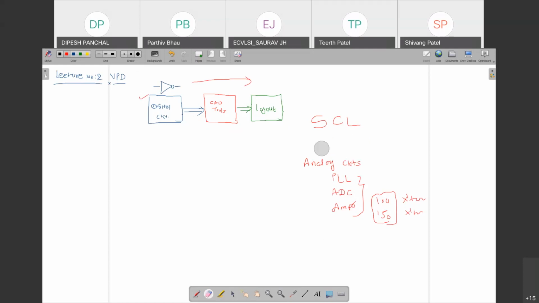We are going to see why digital circuits, and what the performance parameters are, before actually designing the layout. So we are going to focus on the performance parameters of digital circuits.